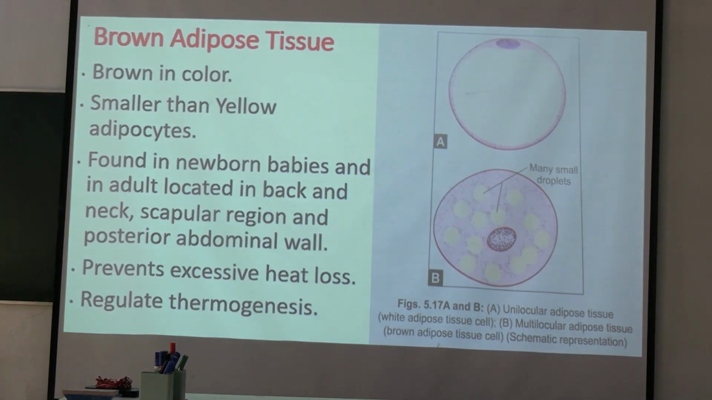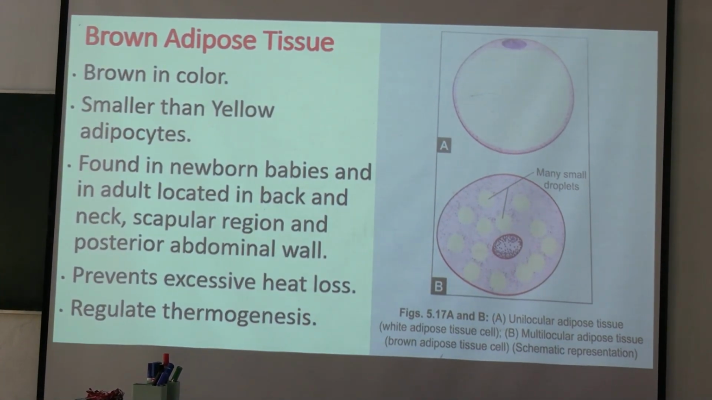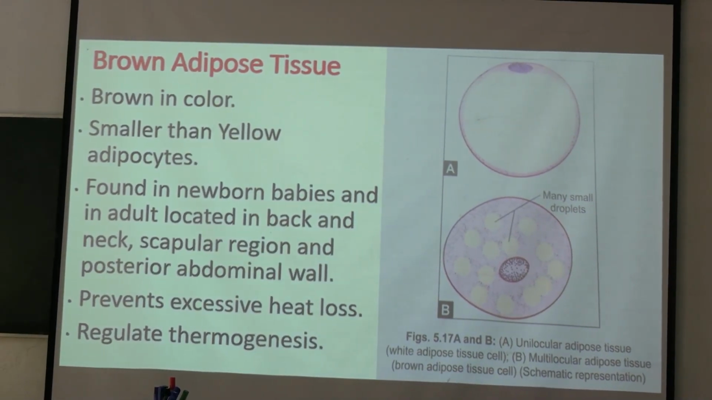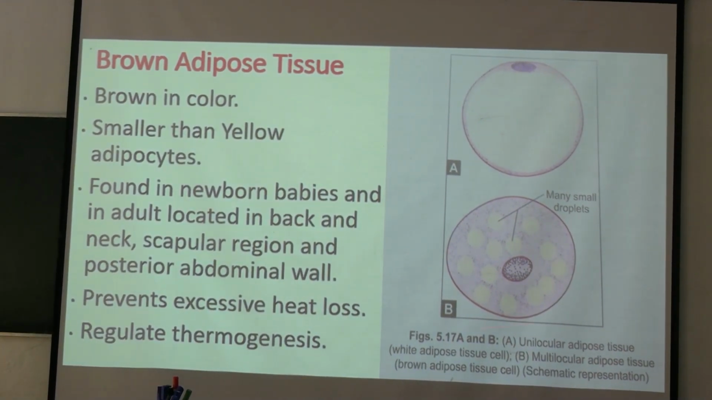Okay, so they will be generally thin and lean. Weight gain is not there if brown adipose tissue is present. It prevents excessive heat loss and it regulates thermogenesis. This is the main function of brown adipose tissue, thermogenesis, okay, heat production.